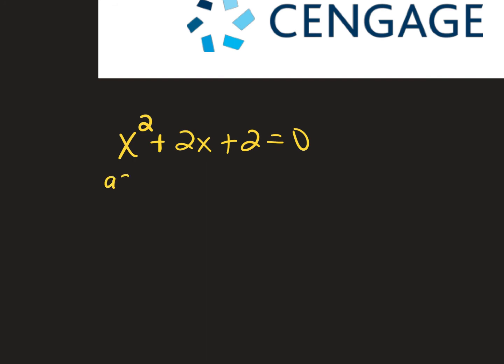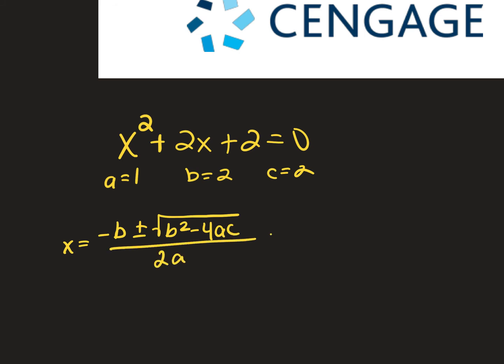So A equals what? 1. B equals 2. And C equals 2. Our numbers are nice and small. We like that. So let's write our formula. X equals, everybody say it with me, negative b, plus or minus the square root of b squared minus 4ac, all over 2a. Good. Now let's just fill in.